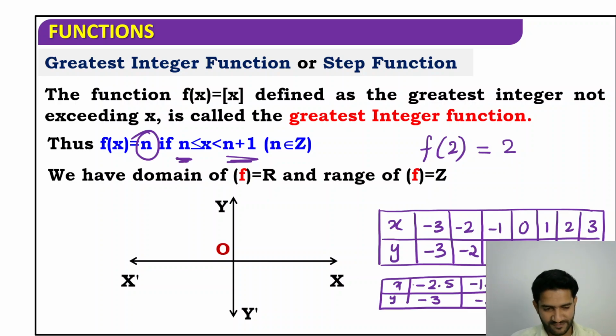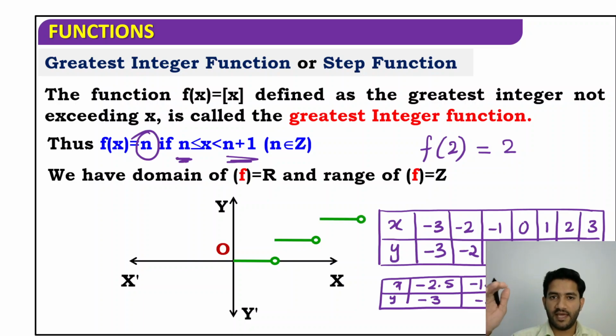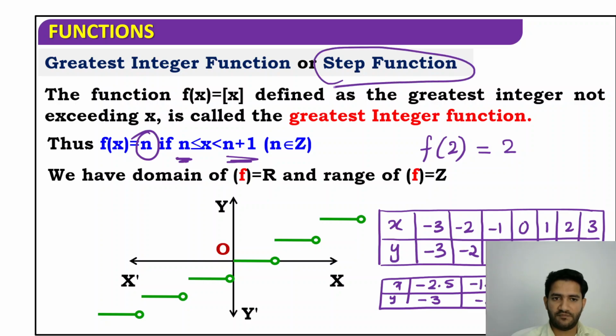Okay, do not get confused. So clearly from 0 to 1 the function value is 0, and from 1 to 2 it is 1. It's like a step function. Look at the graph. It's like a step. So the graph is called the step function, or the greatest integer function. That's the name. The graph is like a step.